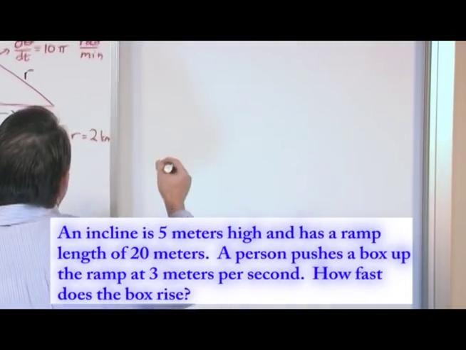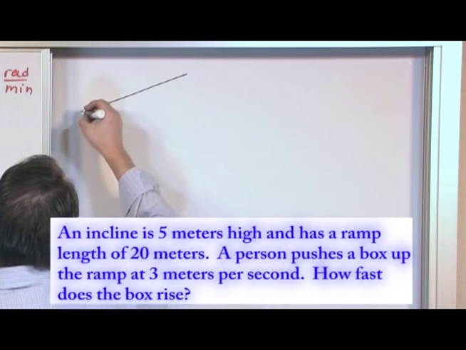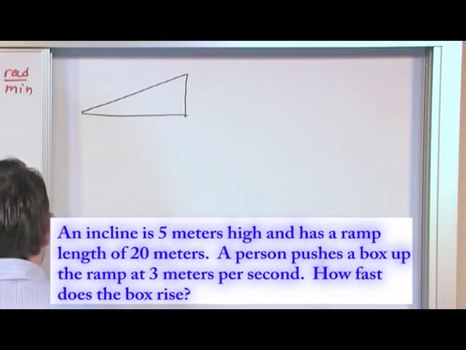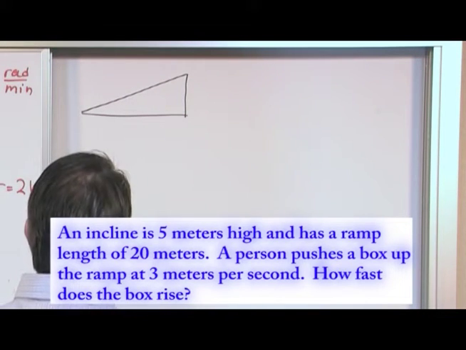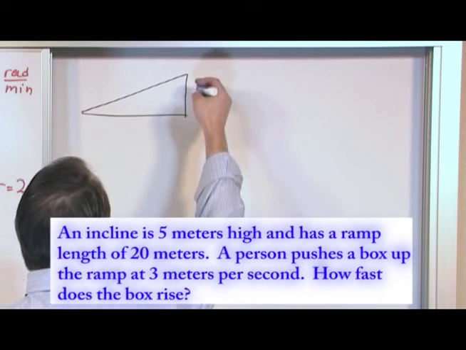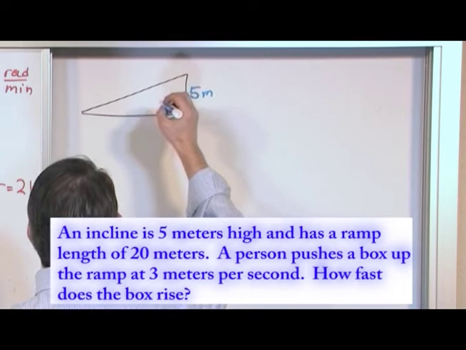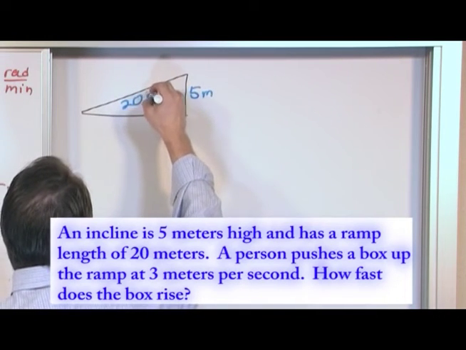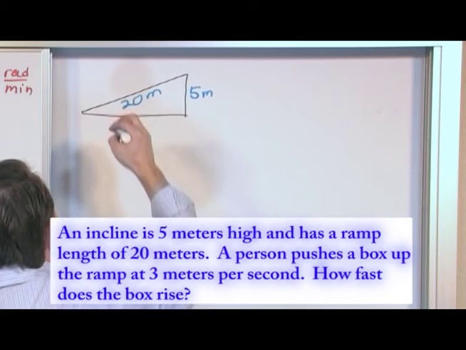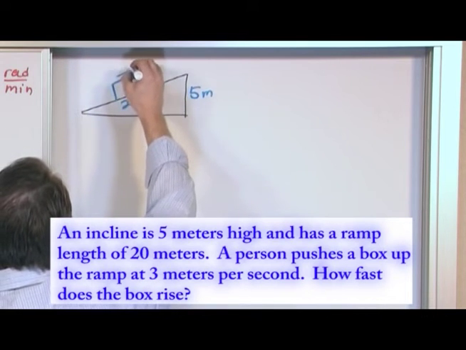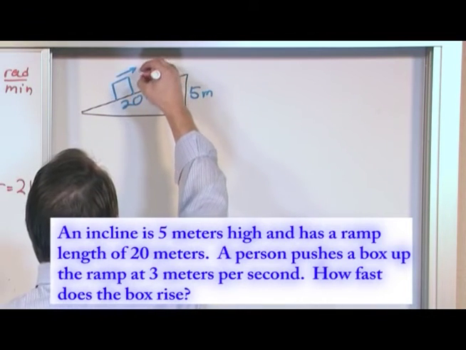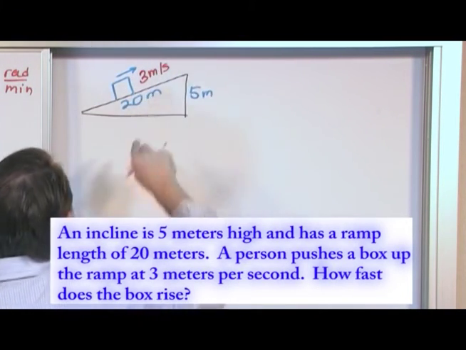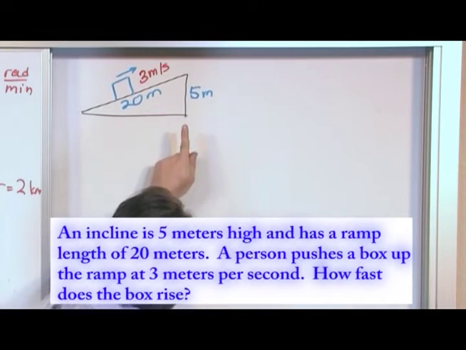So basically, you have an inclined plane that goes up like this. My first picture is usually going to be just drawing exactly what the book has, and then I'll draw another picture to label with variables. What I'm given is that this is 5 meters high, and that this is 20 meters long along the ramp. And there's some box on here that's being pushed in this direction at 3 meters per second. So it's being pushed up the ramp at 3 meters per second. What I want to know is how fast does the box go up?